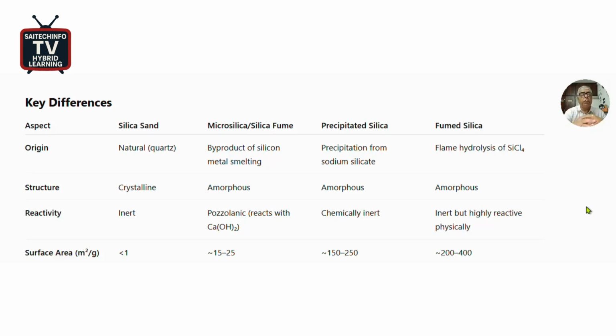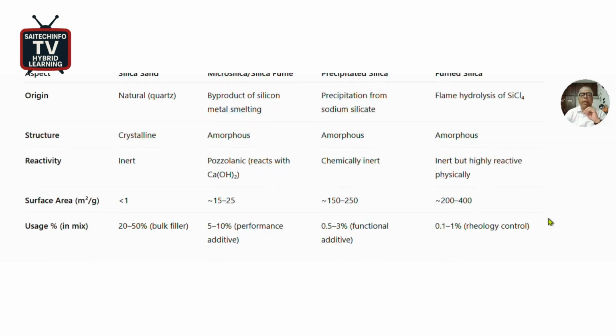Then, let me talk about the structure of silica sand. So, this is crystalline, whereas starting from microsilica or silica fume, precipitated silica, and fumed silica, these are all amorphous only. Amorphous means non-crystalline. Then the reactivity aspect can be discussed here.